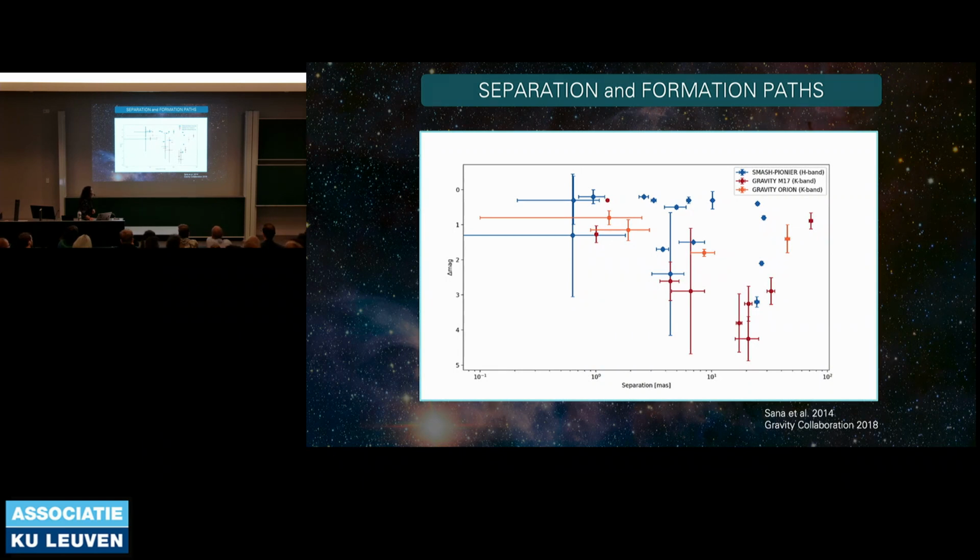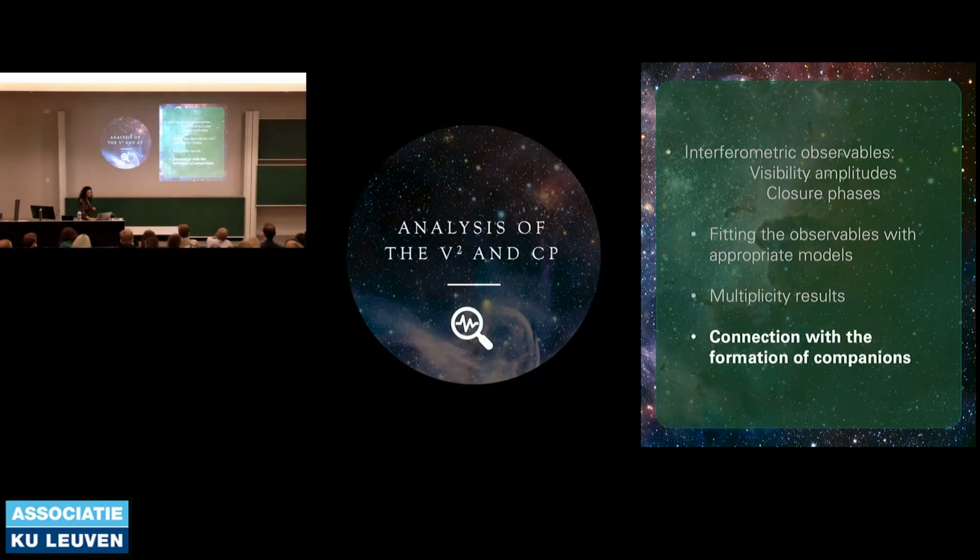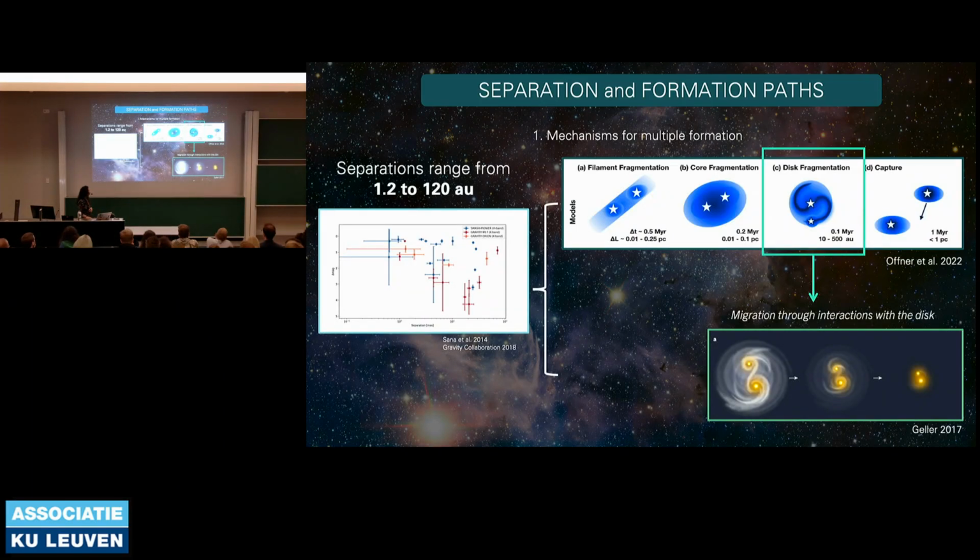Because it can tell us about the formation path of the companions. The data points of M17 are the red ones. We plot the magnitude difference as a function of the separation, and we also added some other points from other star-forming regions, or also from the SMASH survey of UXNF. With that, we can connect our findings with the formation of the companions. With separations ranging from 1.2 to 120 AU, the most likely mechanism to form companions is within the disk fragmentation phase.